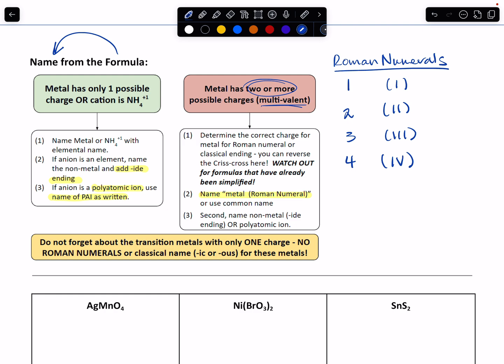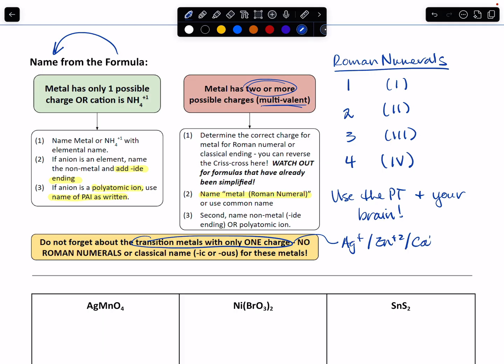In the end, for all of this, you need to use the periodic table and your brain. So make sure you know those polyatomics and you recognize where the metals are. Don't forget about the transition metals with only one charge. That is silver, zinc, and cadmium. No Roman numerals. And again, we're not doing the classical name stuff, so you can just ignore that.